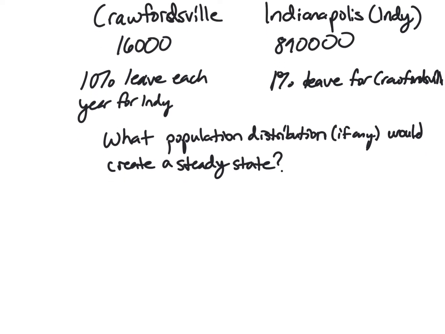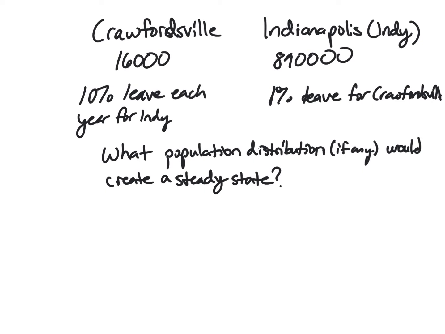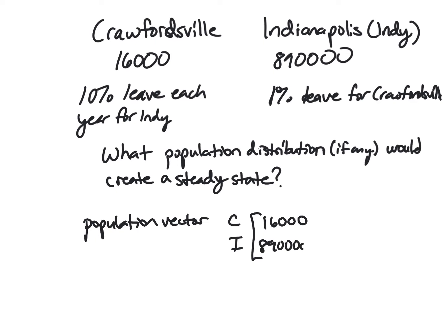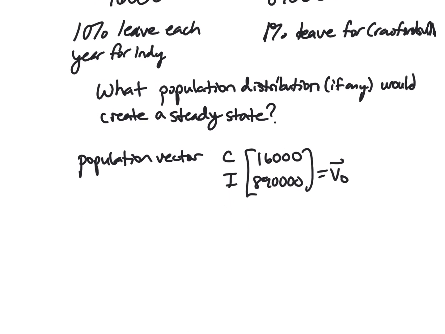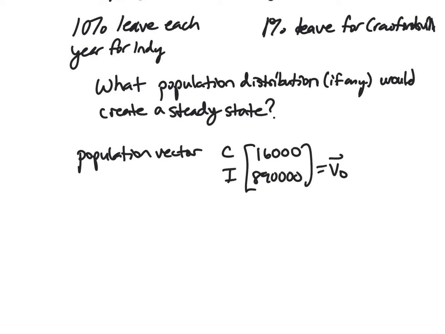Well, we can actually start involving linear algebra. We're going to start with a population vector, just basically taking into account Crawfordsville and Indy. So it's going to be in R2, and it would just start as 16,000 and 890,000. We'll just call this V naught, for the initial vector, initial state. So then the question is, how do I get from year to year? How do I incorporate this 10% leaving Crawfordsville and 1% leaving Indianapolis?